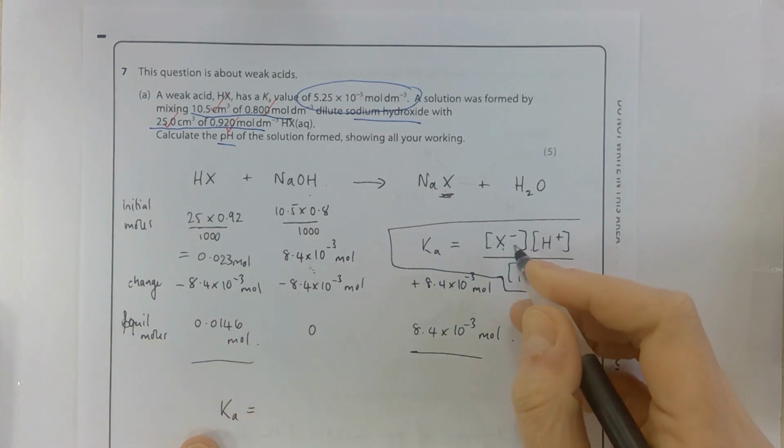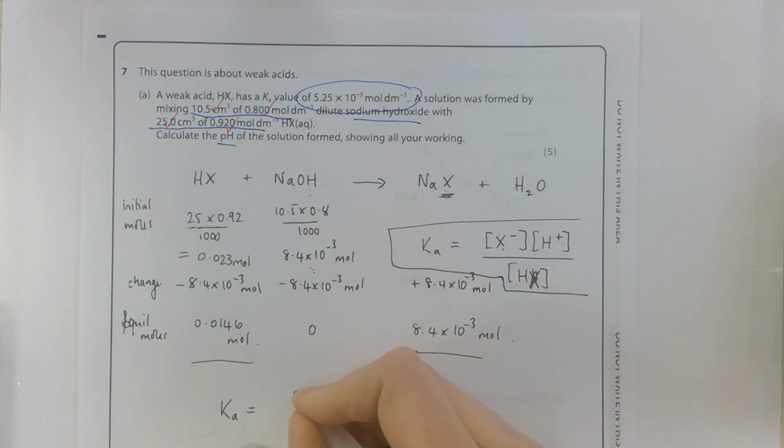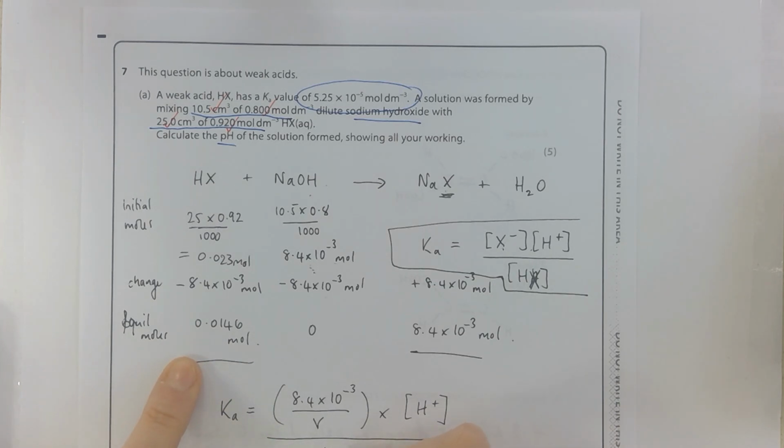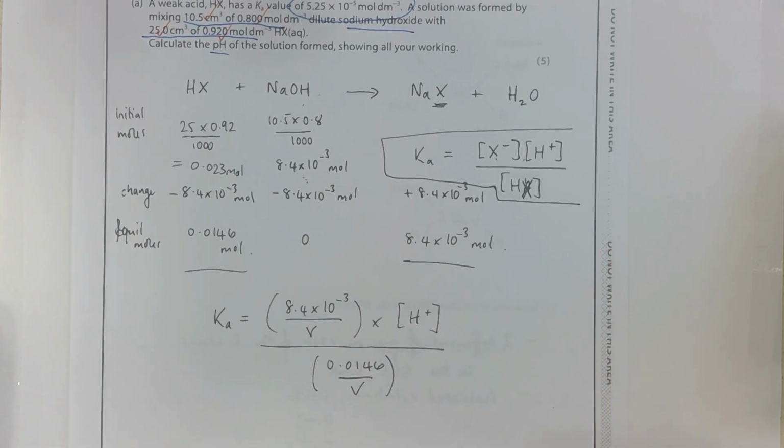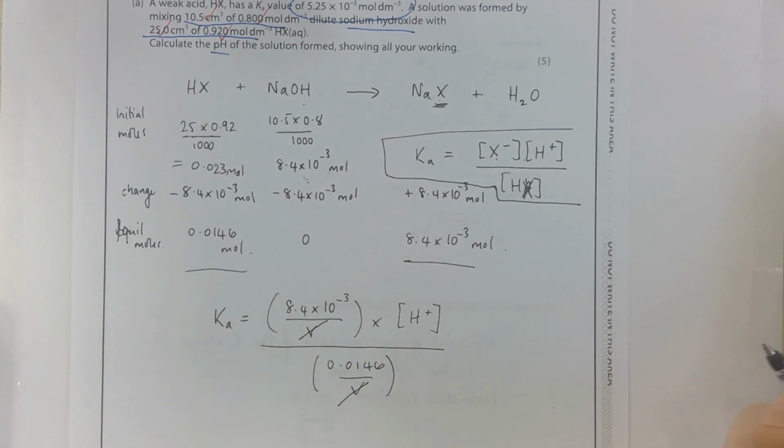Ka equals concentration of X minus, so concentration being moles, 8.4 times 10 to the minus 3, divided by the total volume. I'll just put it as V for the moment. Multiplied by the concentration of H plus, divided by concentration of HX, so moles divided by volume. And those two V's in my equation cancel. It would be fine if you worked out all of the volumes and concentrations, but it is just a quicker route to do it this way.